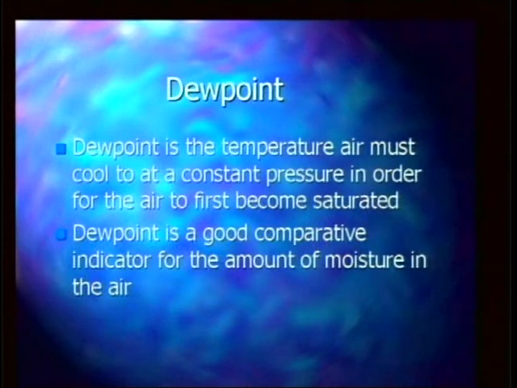And we'll start with the dew point. Dew point is defined as the temperature air must cool to at a constant pressure in order for the air to first become saturated. Dew point is a good comparative indicator for the amount of moisture in the air. So you can compare the dew point of two different locations, and you'll know which location has more moisture in the air.